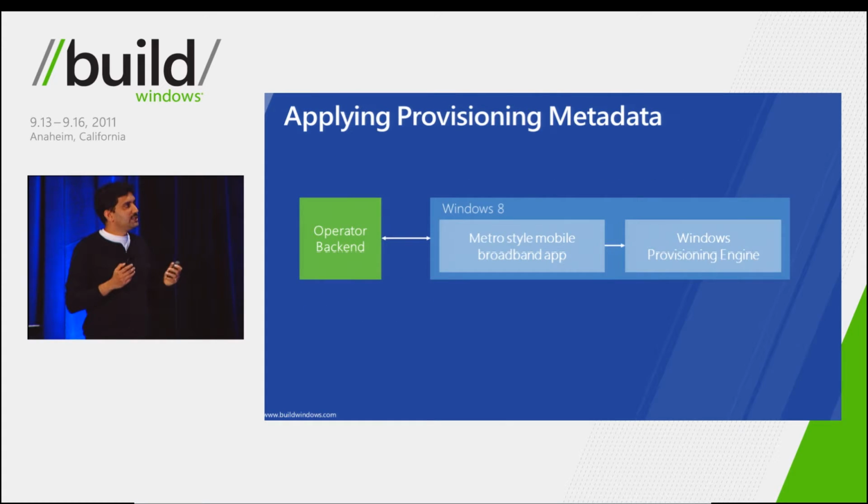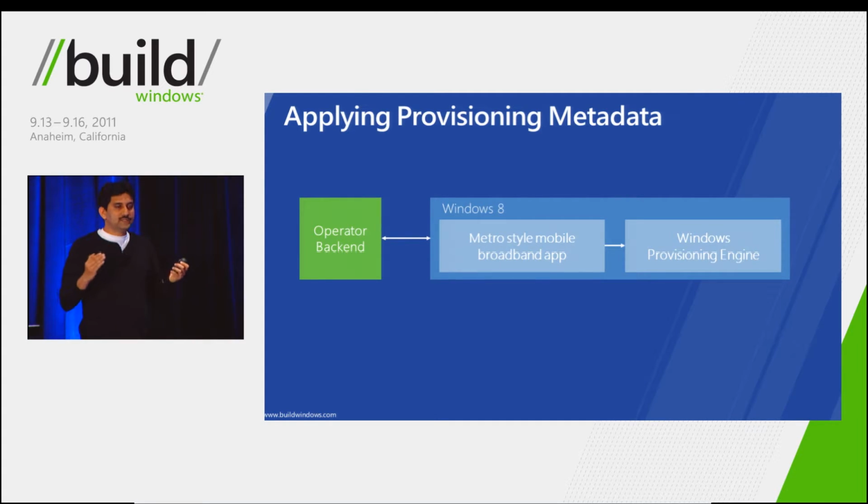Let's see how this provisioning metadata gets applied to Windows. As an operator or mobile Metro style brand app, you control this metadata. You can provide this metadata to Windows using the Windows provisioning engine. There are two ways you can get this data from the backend.